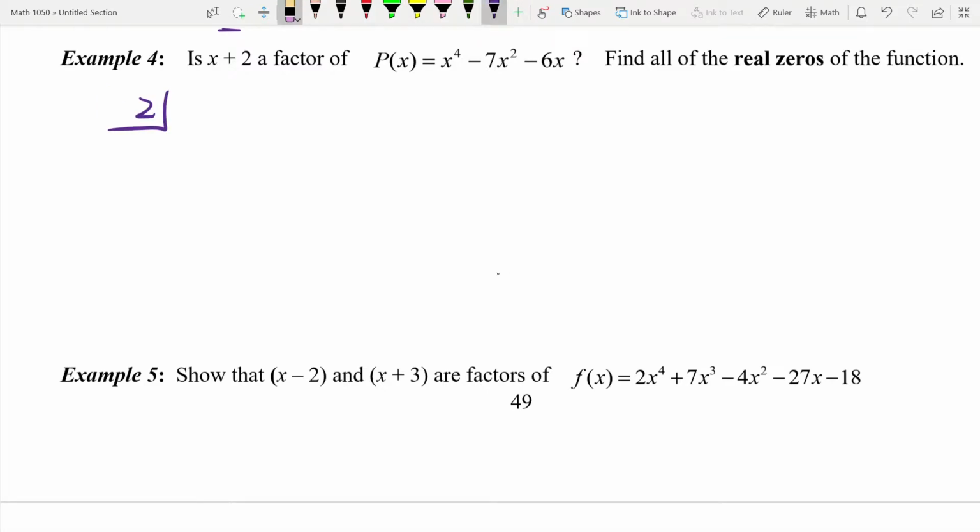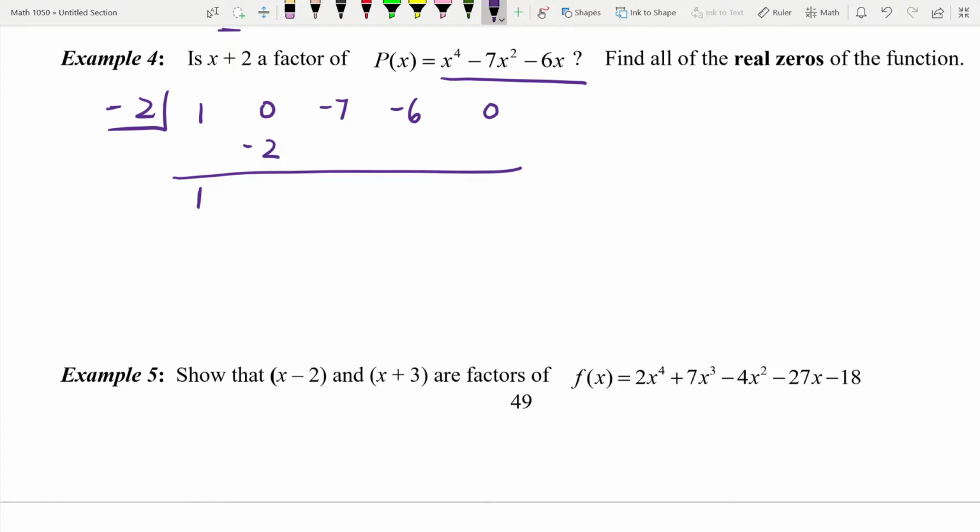Okay, and then look at this p of x. You have a 1x to the 4th. There is no x to the 3rd, so I'm going to put a 0. The x to the 2nd coefficient is a negative 7. The x coefficient is a negative 6. And I need to have a constant, so I'm going to put in a 0. Okay, now I'm going to draw my line underneath. The 1 comes straight down. 1 times negative 2 is negative 2.